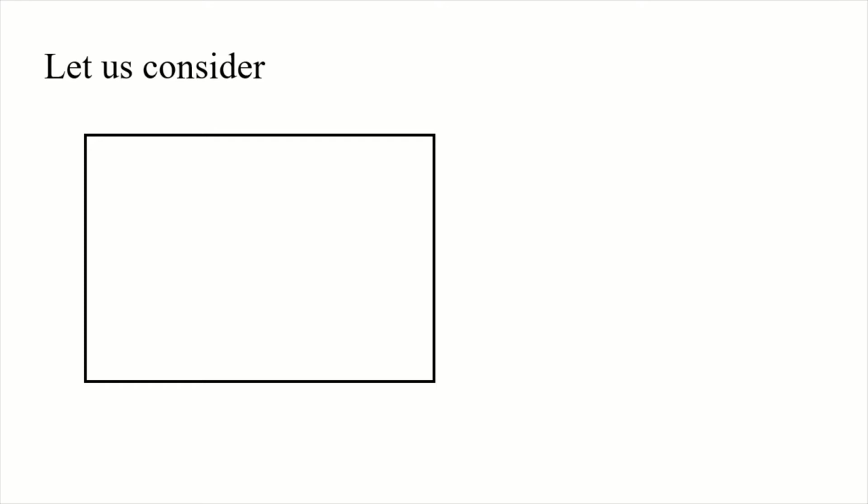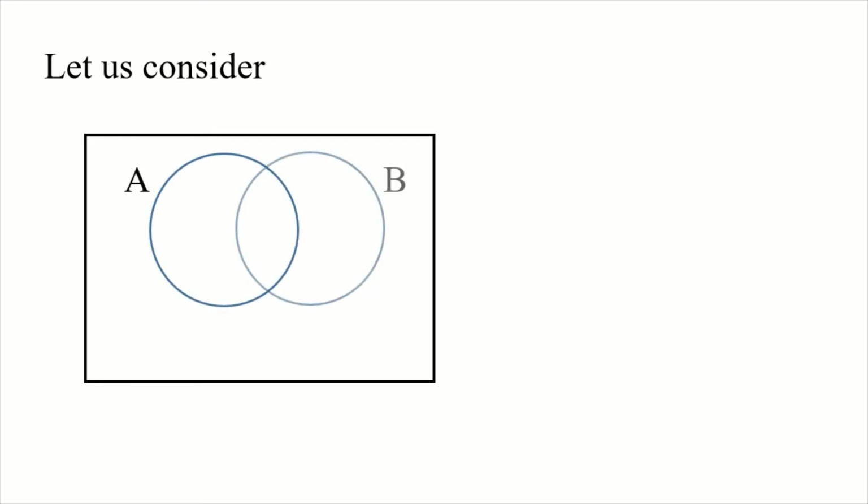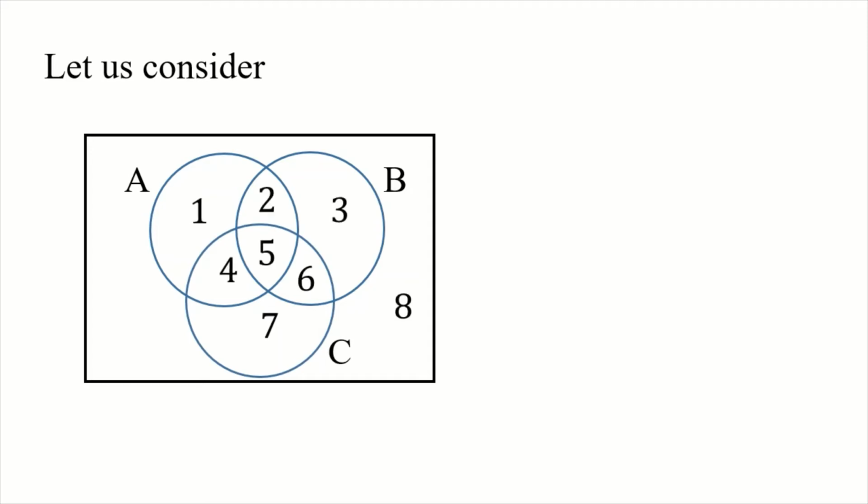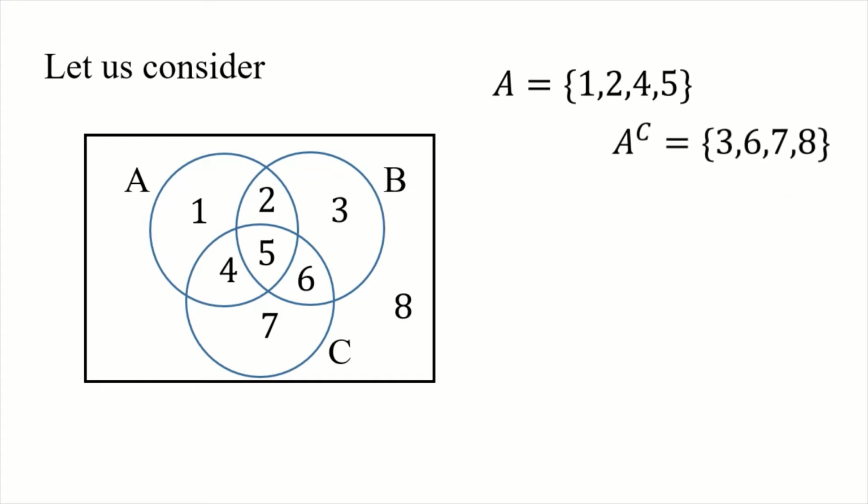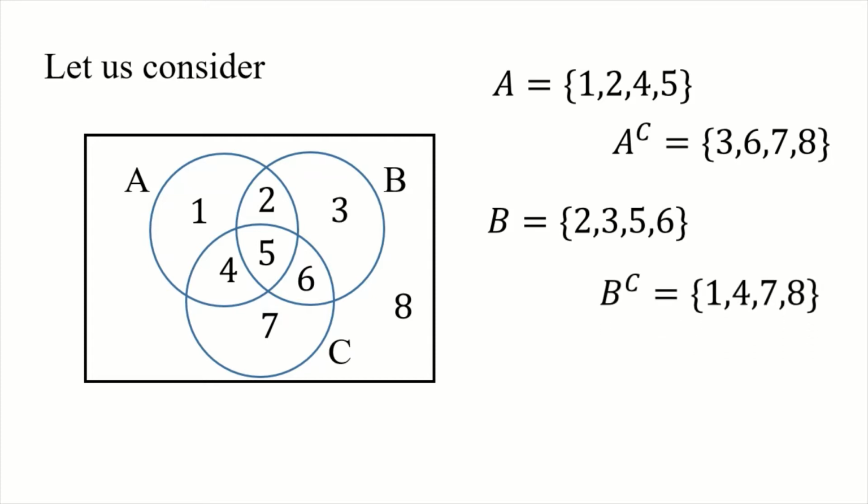Now let's proceed. The first thing we're going to do is consider sets that contain three sets, such that we have elements in all three of them, like I've shown you before. In this case, we have our set A to be 1, 2, 4, 5. Now, what about A complement? A complement here is 3, 6, 7, and 8. What about set B? Our set B here is 2, 3, 5 and 6. Then the next thing is to compute the B complement, and here we have it to be 1, 4, 7, and 8.